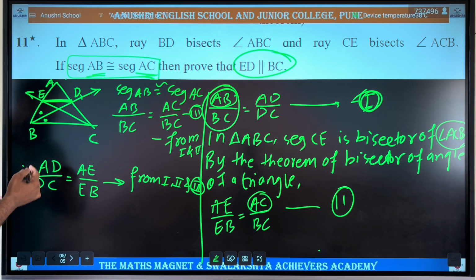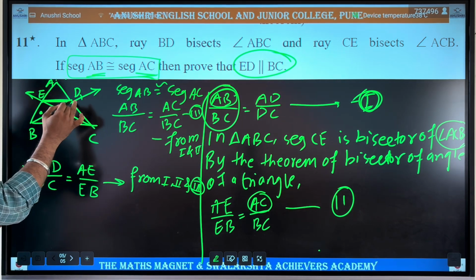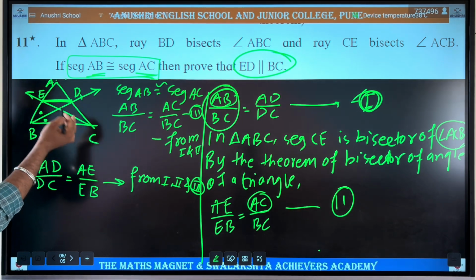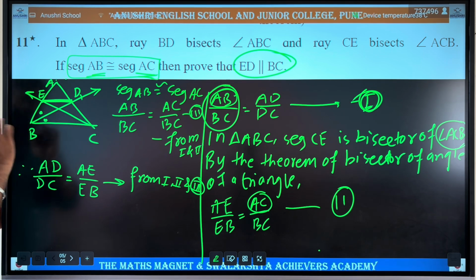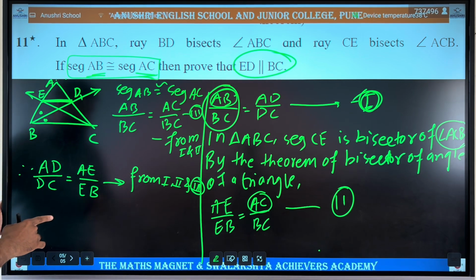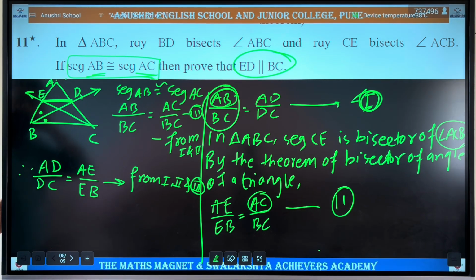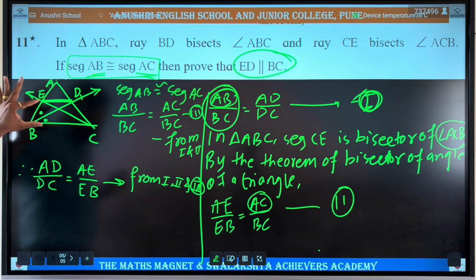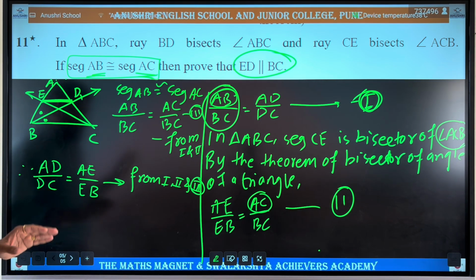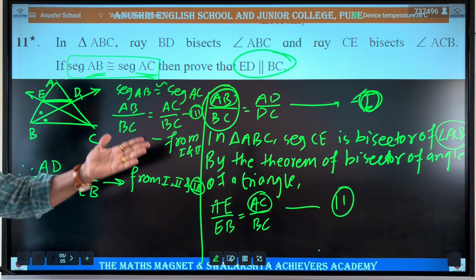So अगर यहाँ पे आपने देखा, AD by DC is equal to AE by EB. ये कब होता है? ये जब हमारा जो लाइन से ED एंड BC अगर पैरेलल होंगे तो ही ये रेशियोज इक्वल होते हैं, ये बाय यूजिंग द BPT थ्योरम.